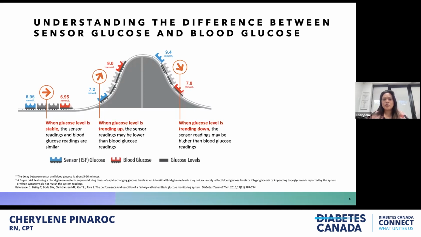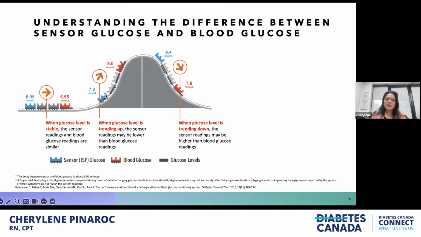So basically there's no change, you're a pretty flat line, and that's the straight arrow that you're going to see. Your sensor could be reading 6.95, and so is your blood glucose, so there's no change in values. Then there can be a rise in your sensor readings. Anytime you look at the blue, that's your sensor glucose, and the red is the blood glucose of your capillary.